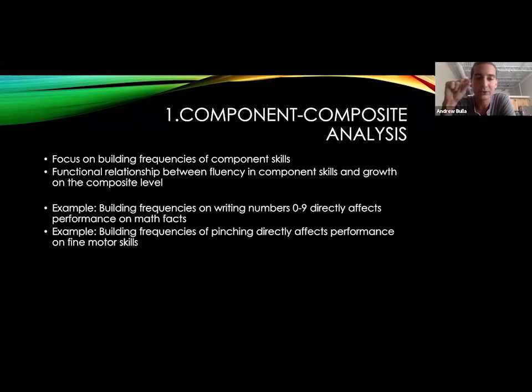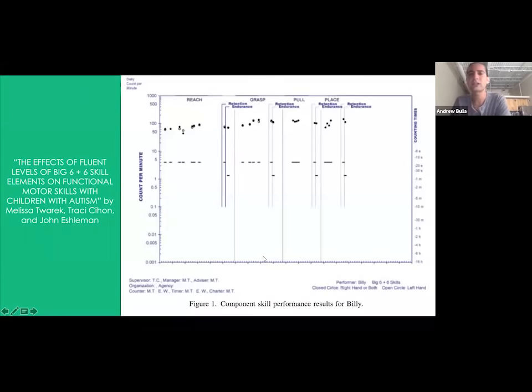Another example, building frequencies on pinching directly affects performance on other fine motor skills. So for example, if I work on pinching to frequency, that's going to affect the composite repertoire of putting on and zipping up my jacket. I'm not going to be able to put on my coat and zip up my jacket if I don't have a firm pinching repertoire. So we're going to talk about this a little bit more. So let's look at some empirical demonstrations of this.